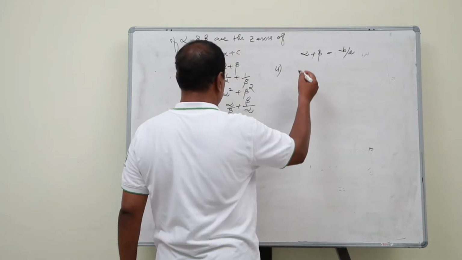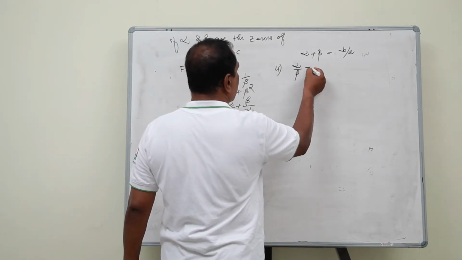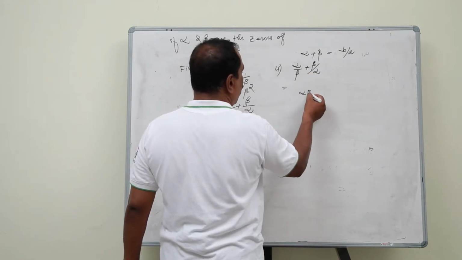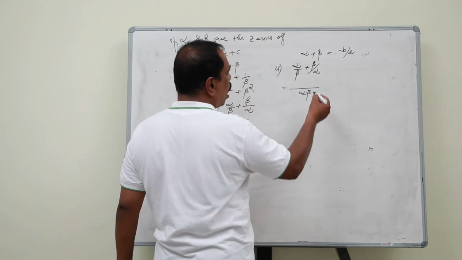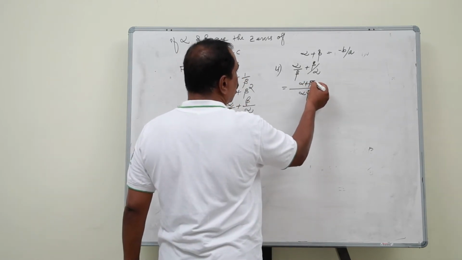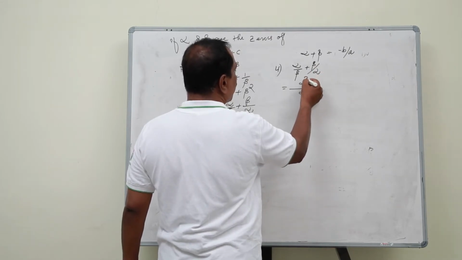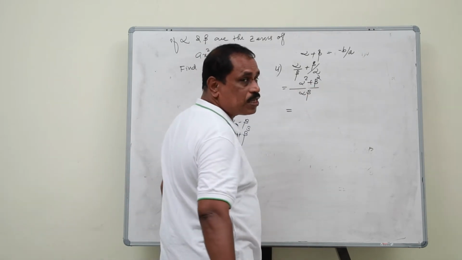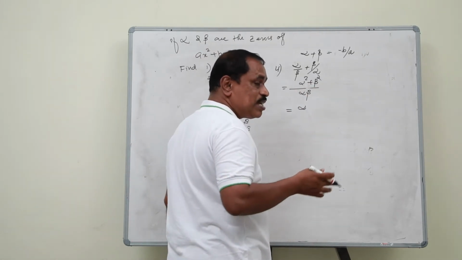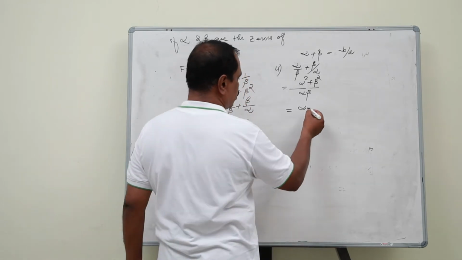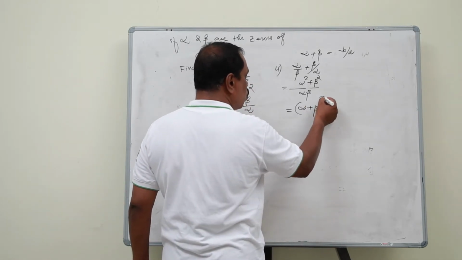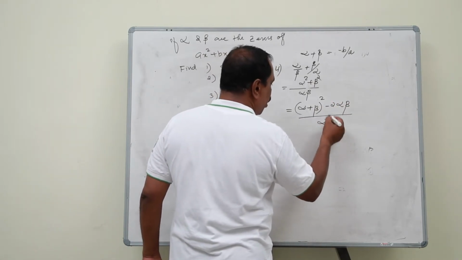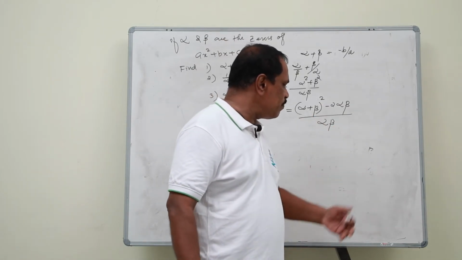The fourth one is alpha by beta plus beta by alpha. Yes, take LCM: alpha square plus beta square by alpha beta, right? Then we know alpha square plus beta square. Yes, can we change it in terms of sum of the zeros and product of the zeros? So alpha plus beta the whole square minus 2 alpha beta by alpha beta. Correct? Yes, simple. We did it before.